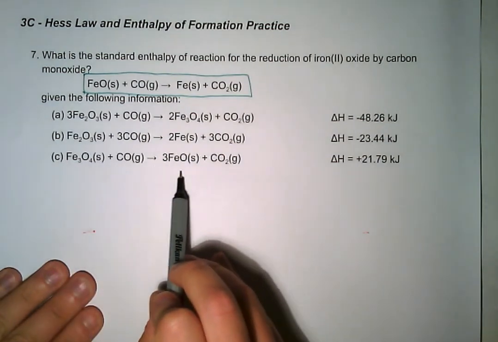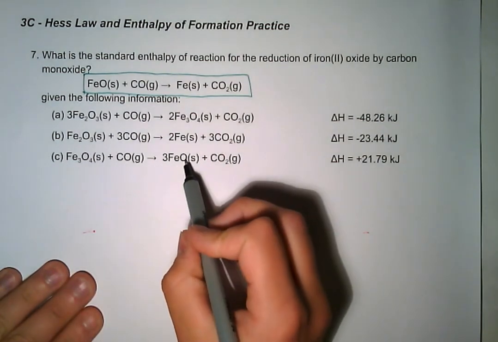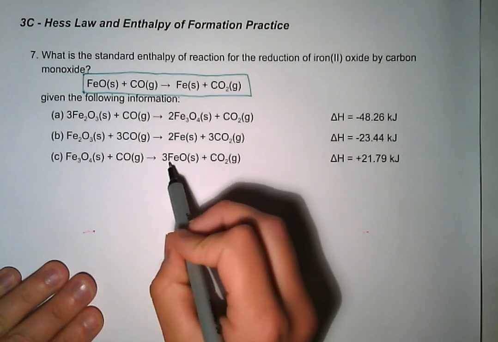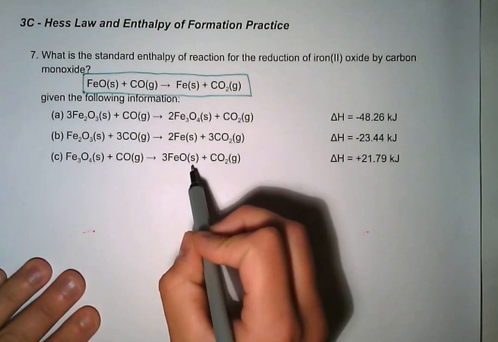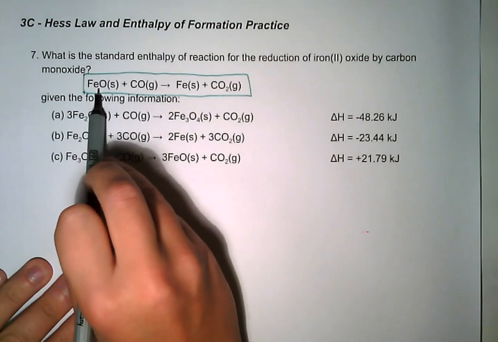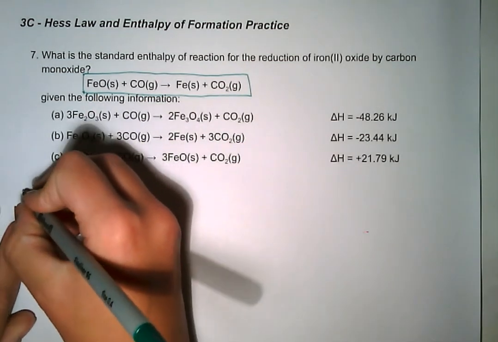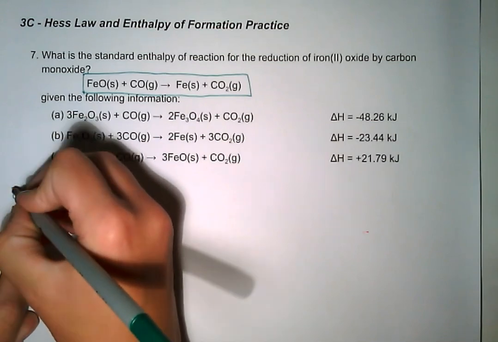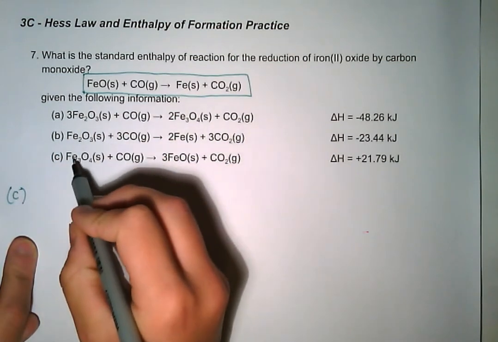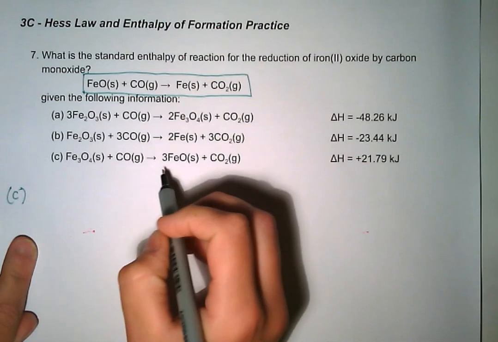FeO only appears right here. So I'm going to start by working with equation C, because FeO only appears in equation C, and I need to make sure that I have one FeO on my reactant side of the equation. So I'm going to take equation C, and we are going to flip the equation around and divide by 3.